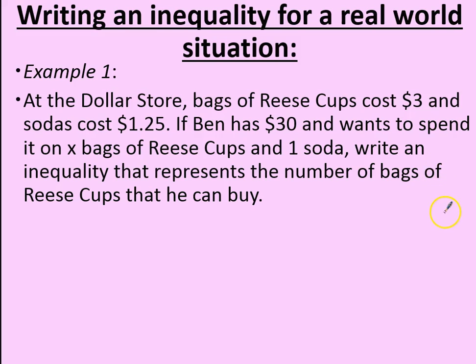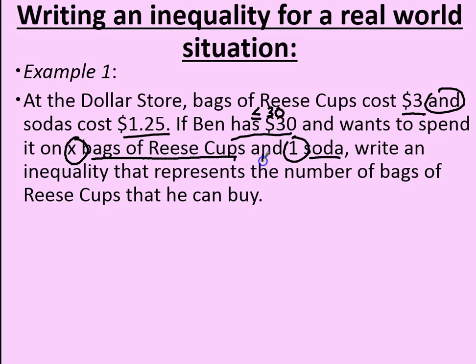At the dollar store, bags of Reese cups cost $3, so they're $3 each, and sodas cost $1.25. If Ben has $30, which means he could spend less than or equal to 30. If you only have $30, you can spend 30, or you can spend less than 30, but you can't spend more than. So if Ben has $30, and wants to spend it on x bags of Reese cups and one soda, and "and" is going to be our add symbol, write an inequality that represents the number of bags of Reese cups that he can buy.